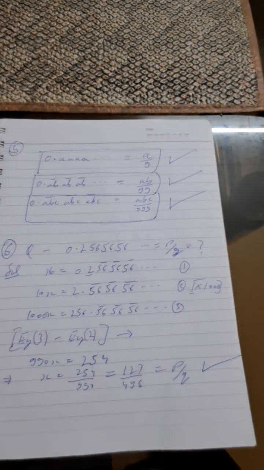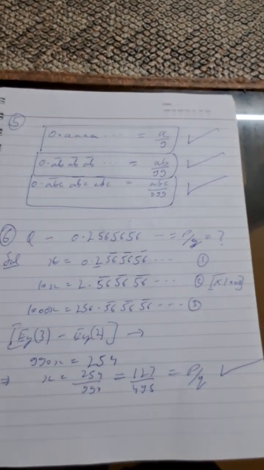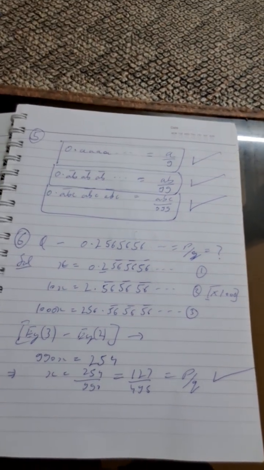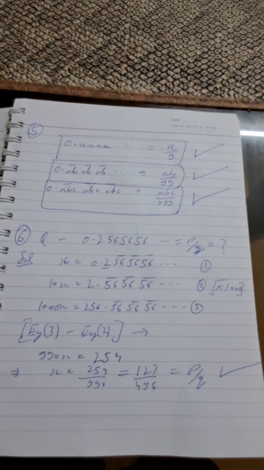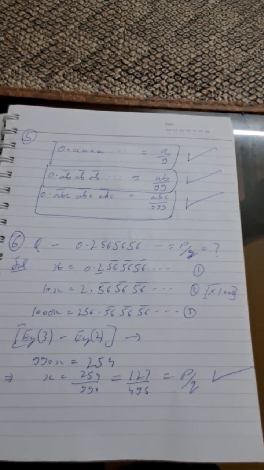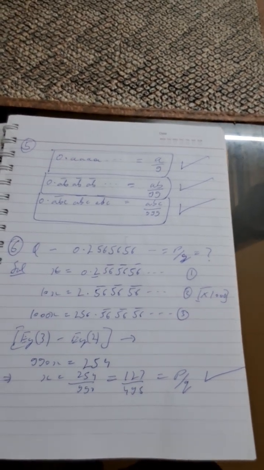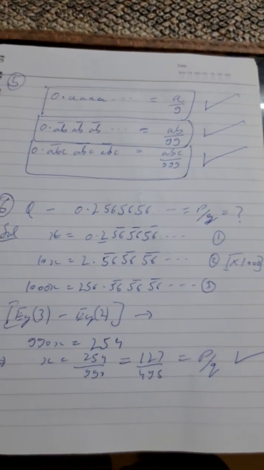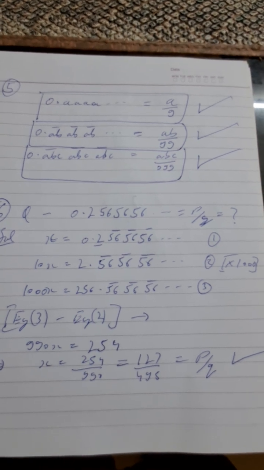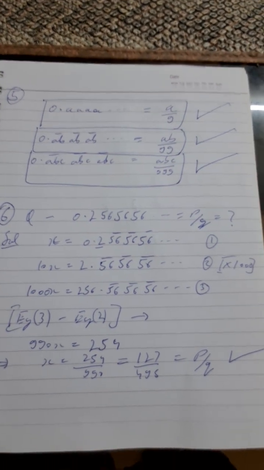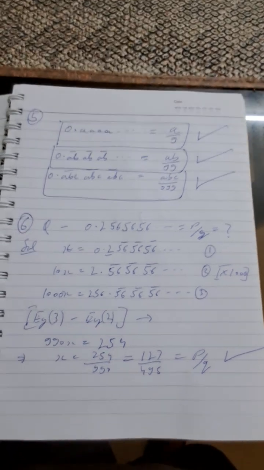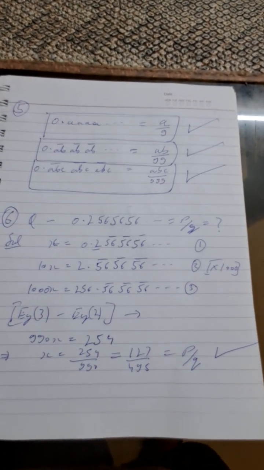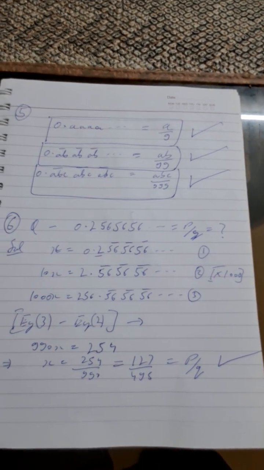Now we follow the principle of the last example, where in 10x we have the pattern repeating consistently after the decimal. Because two digits are repeating, 5 and 6, we multiply this 10x by 100. That gives us the third equation, 1000x is equal to 256.565656. Now in equations 2 and 3 we can see that after the decimal point the pattern is exactly the same.